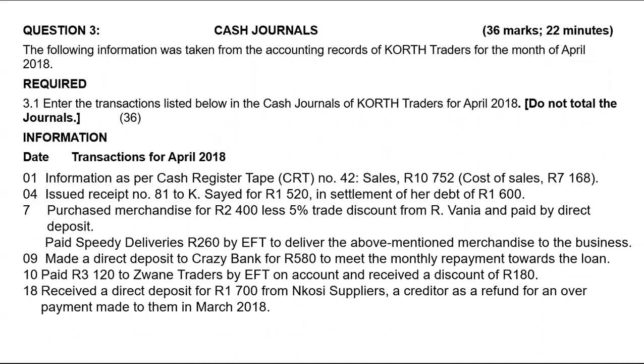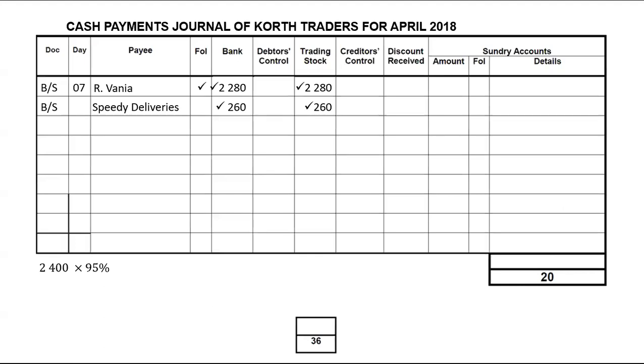On the 9th, we made a direct deposit to Crazy Bank for 580 to meet the monthly repayment towards the loan. That one is quite easy. It means that it's going to our cash payments journal. When we record it in our cash payment journal, we'll start with the document, which is BS. It will be the 9th, right? We paid this to Crazy Bank.